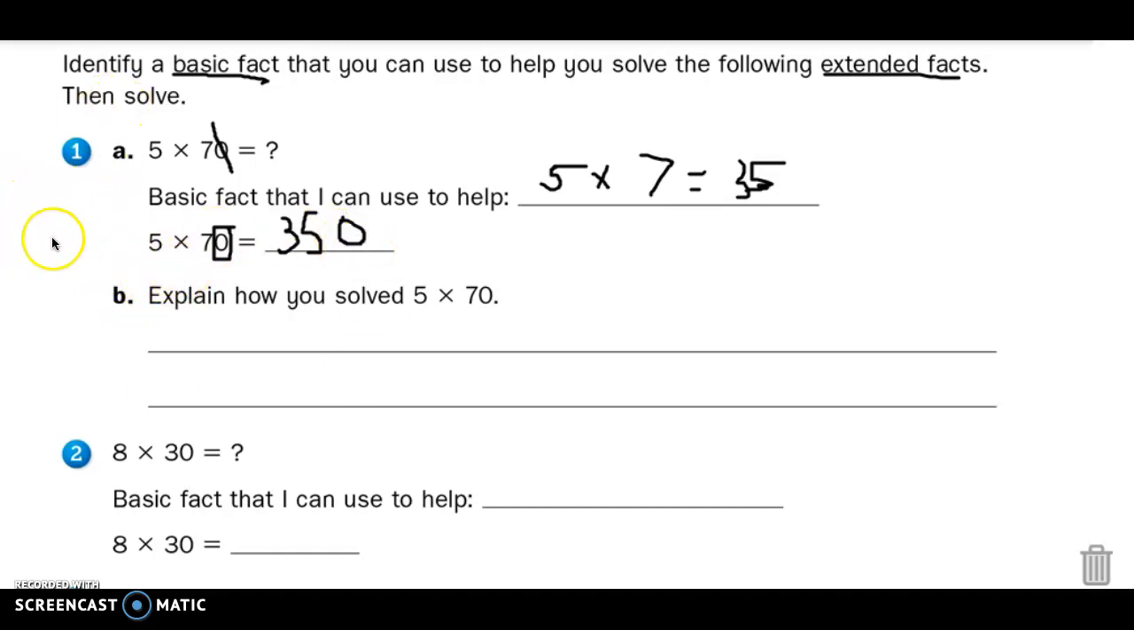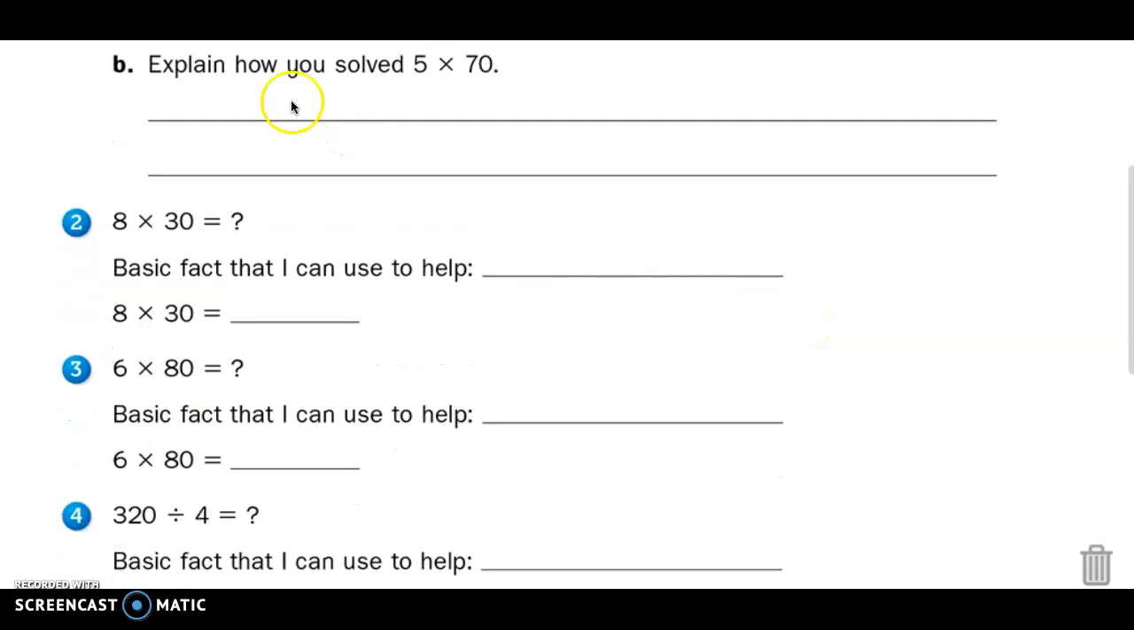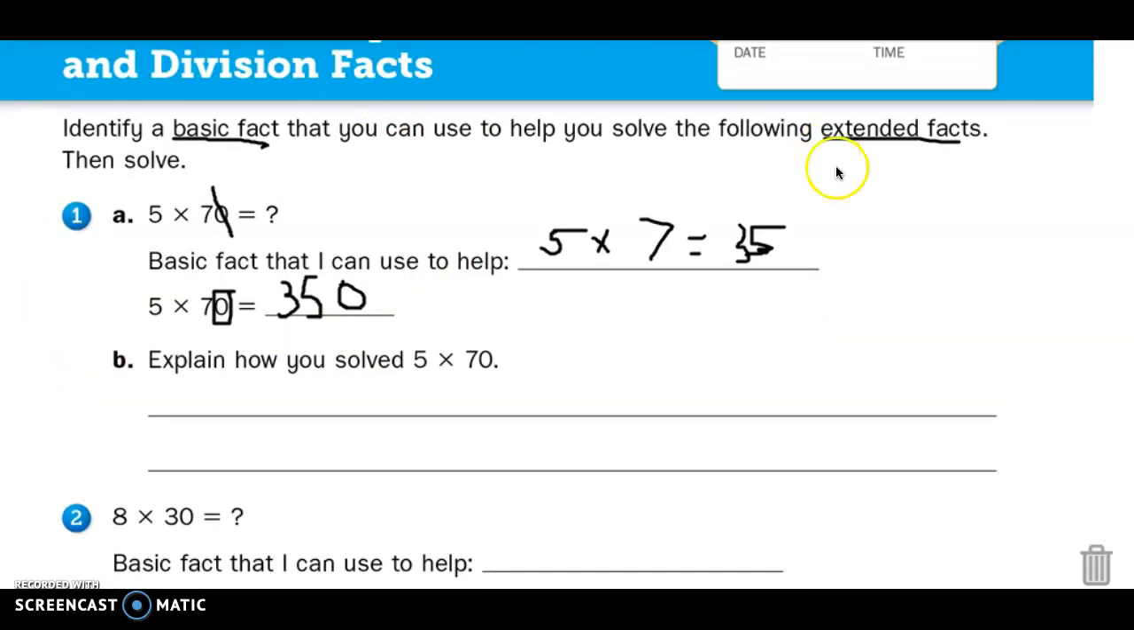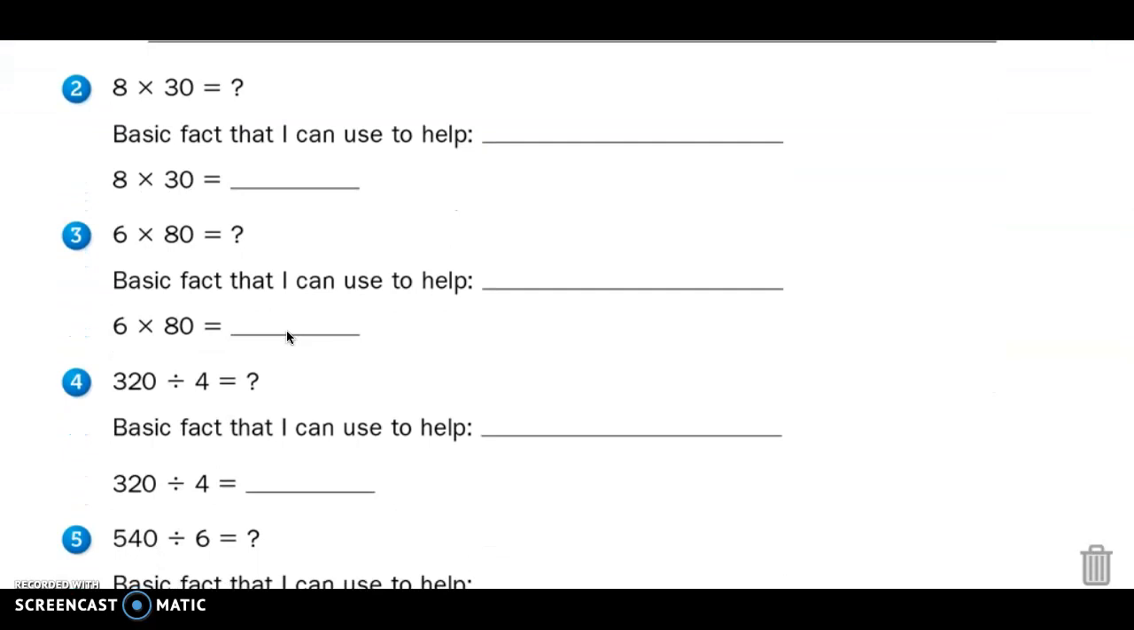Could we have gone 70 plus 70 plus 70 plus 70 or try to use doubles? We could have. But since we know what our basic fact is equal to, we can help that solve our extended fact. Awesome. Now I want you to, in your own words, explain how you solved 5 times 70. How did you do this? Or how did you work along with me to figure out that it was 350? You try and solve that one. Join me when you're ready.